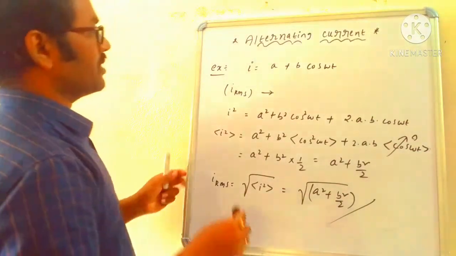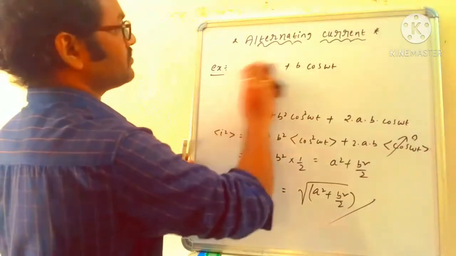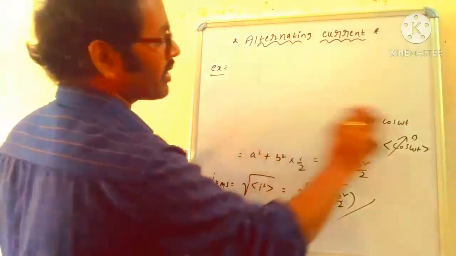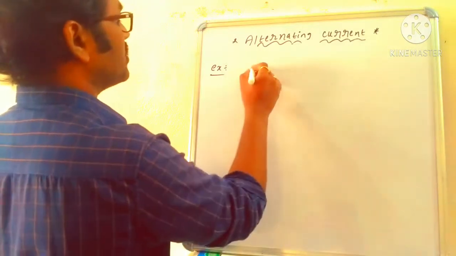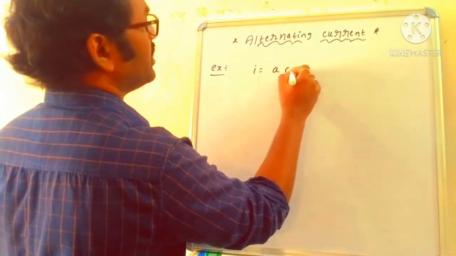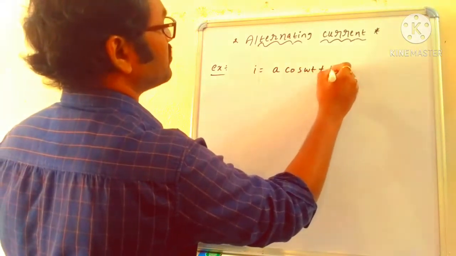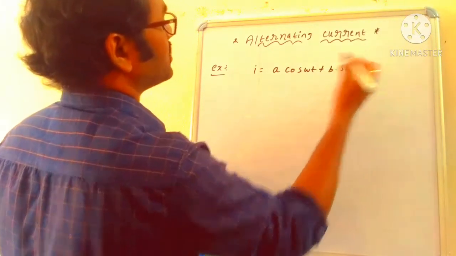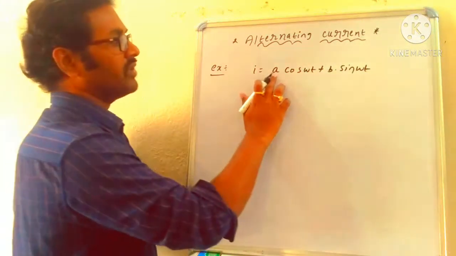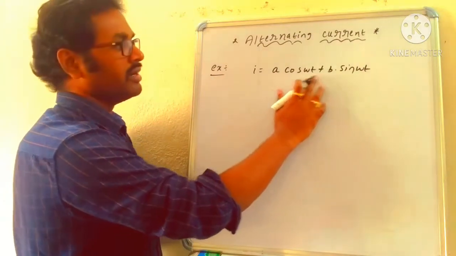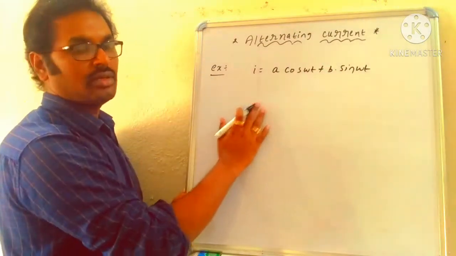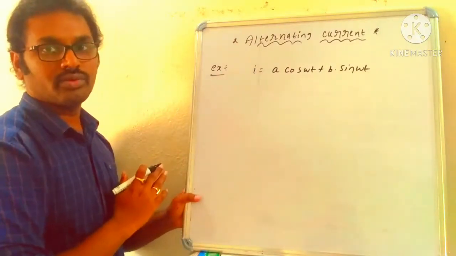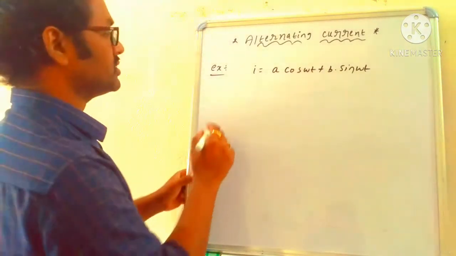Let us see one more example, a composition of two alternating currents. Suppose I is equal to a cos omega t plus b sin omega t. Now you can see the first term is one alternating current and the second is the second alternating current. If these two are superimposed, then what is the RMS value? What is the resultant RMS?